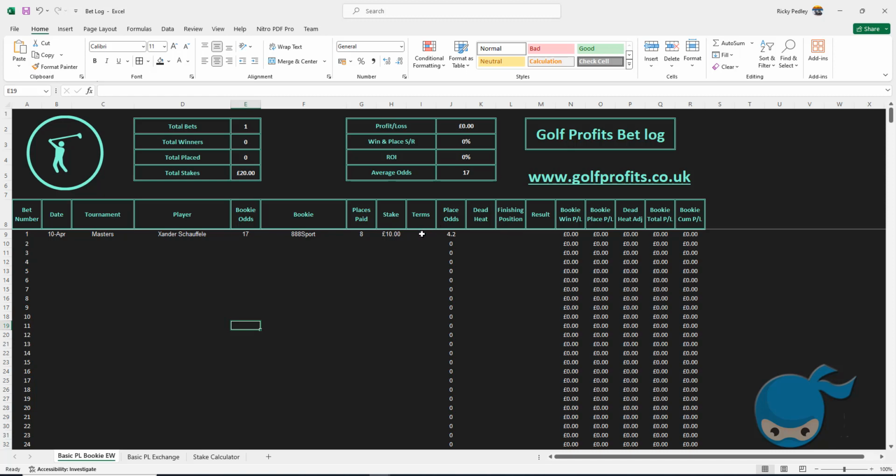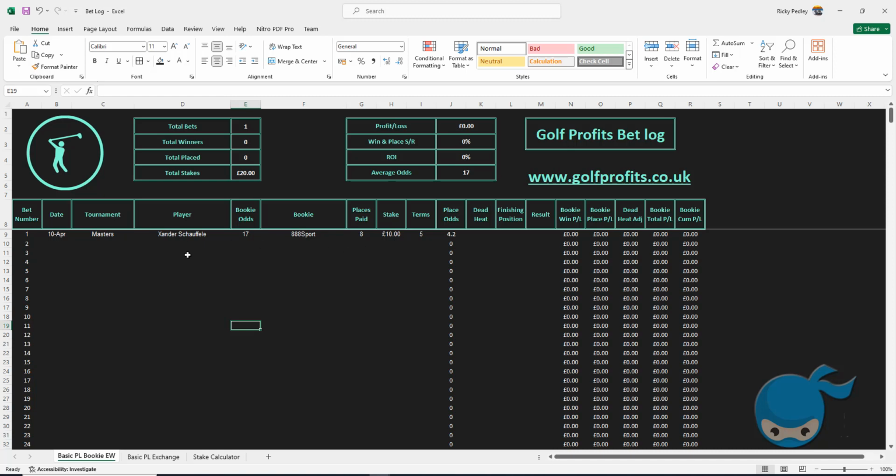For those not familiar, the each way payout on the each way bets is generally a quarter or a fifth of the odds. So depending on the place terms of the bookmaker, you would enter a 4 for a quarter, or 5 if they are a fifth of the odds. And then that calculates the place odds for you here. As you can see, we've got one in there, Xander Schauffele, that's 17.